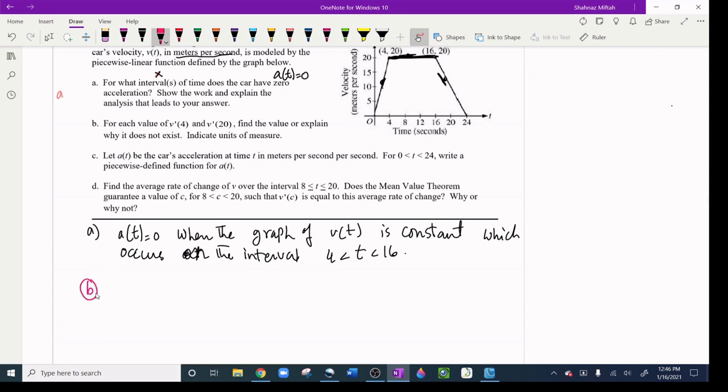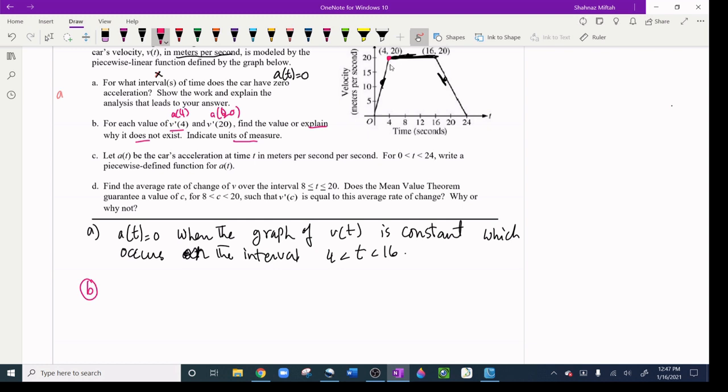Let's do part B. Part B says for each value of v prime 4 and v prime 20, find the value or explain why it does not exist. Indicate units, and if it does not exist, give an explanation, a justification. First we have to do v prime 4, which means acceleration at 4. This is acceleration at 20. These are the 2 points. So this is 4 right there.